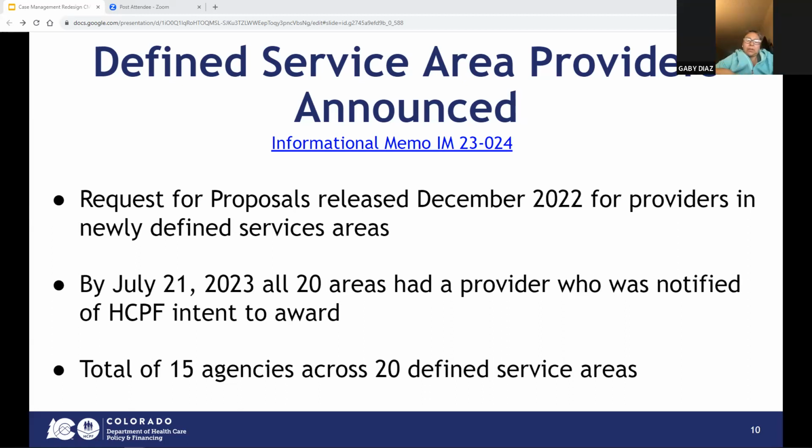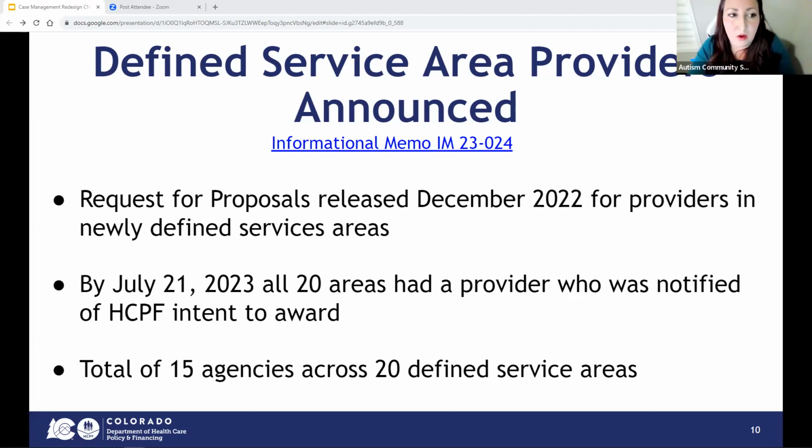Okay, that's fine, that's clear. But since we're going to have contracts awarded to these agencies, how could it be a centralization of the system?